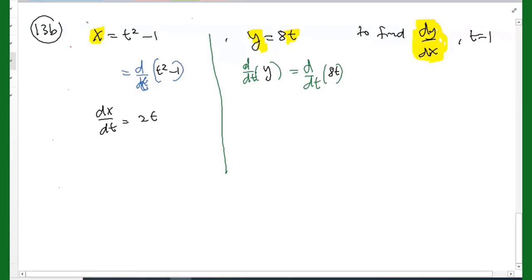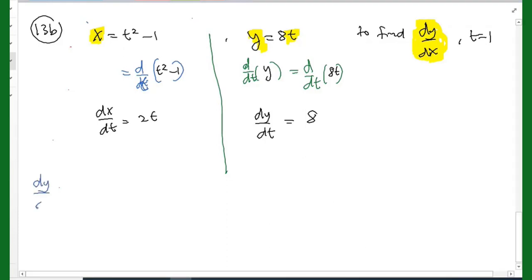So dy over dt. Same as when you differentiate 8x with respect to x, you get 8. This one is with respect to t. Okay, settle. But we need to find dy dx.